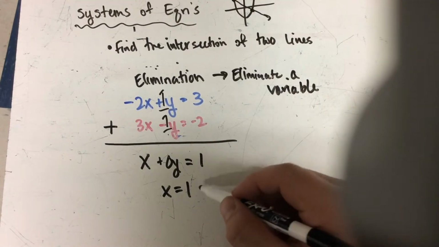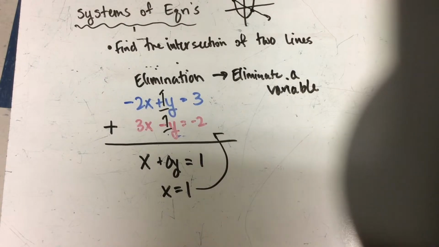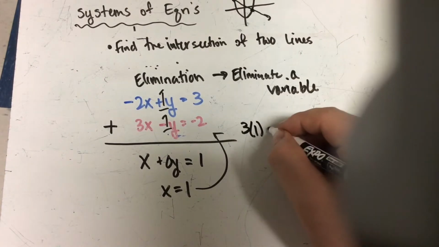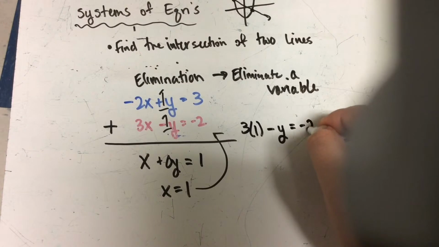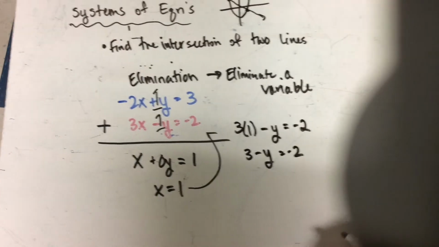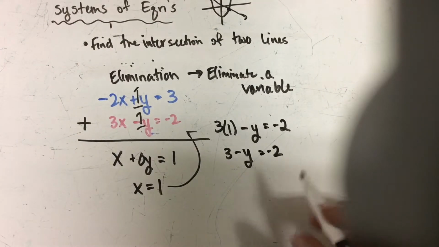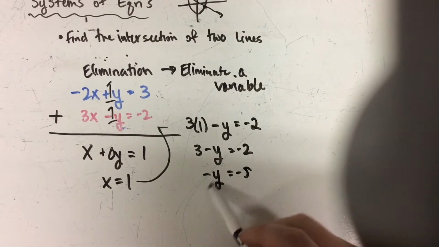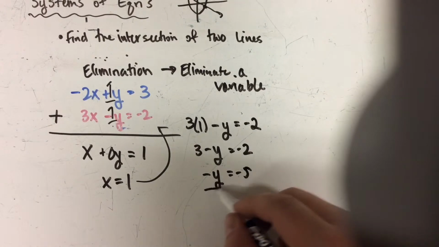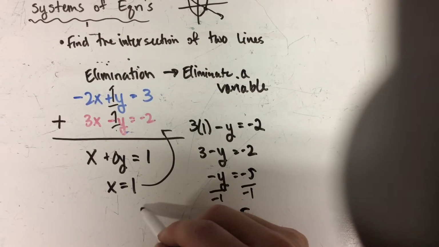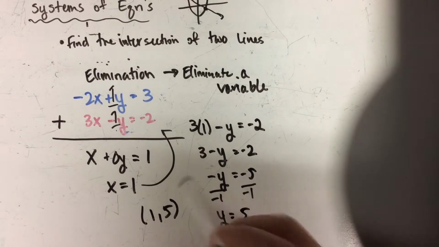We still need to find out what y is, so let's take this and plug it into either equation. Say the pink one here. This will be 3 times 1 minus y equals negative 2, or 3 minus y equals negative 2. We'll subtract 3 on both sides. This will give us negative y equals negative 5. But of course, we need to get rid of that negative in front of the y, so let's divide by negative 1, which will give us y equals 5. So by doing elimination, we've discovered that these two lines should cross at (1, 5).